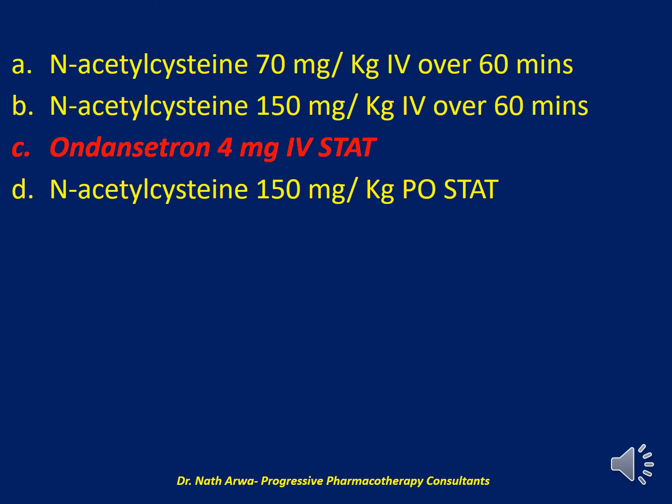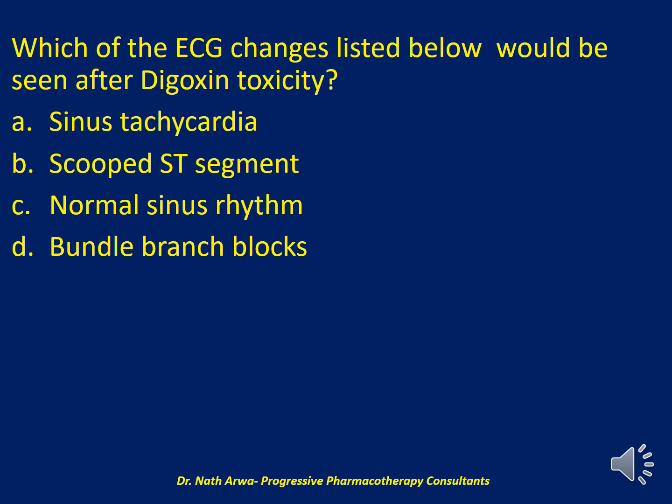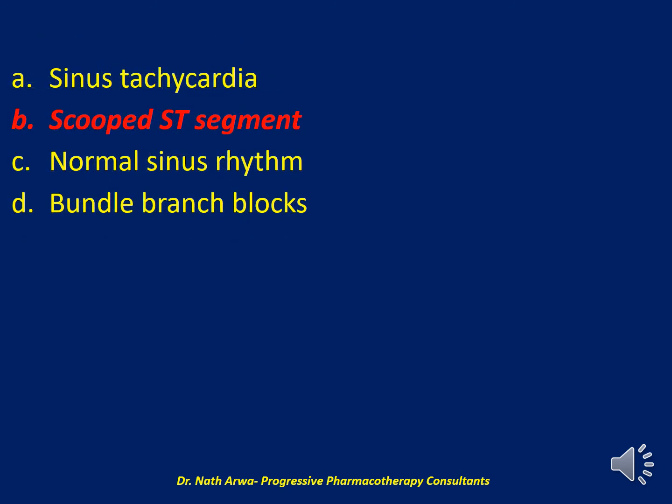Just as a by the way, let's move to the next question, please. And the next question reads, which of the ECG changes listed below would be seen after digoxin toxicity? Would it be sinus tachycardia, scooped ST segment, normal sinus rhythm, or bundle branch blocks? I'll give you 10 seconds to choose the correct answer. Scooped ST segment it is.